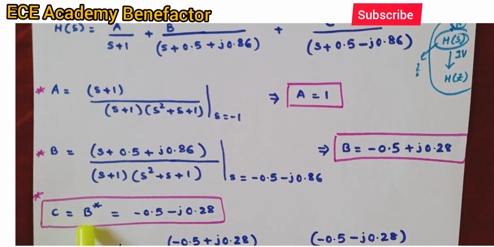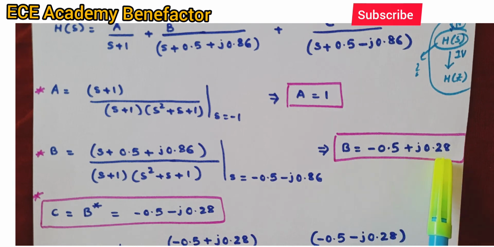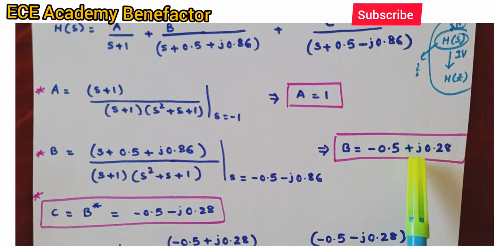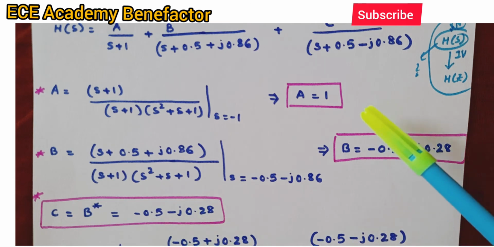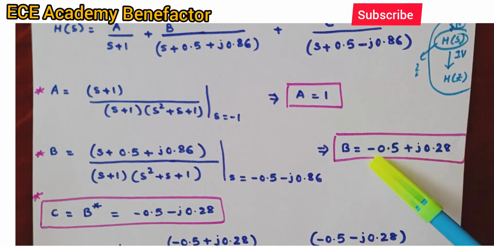What is C? C is the conjugate of B. So B is coming as minus 0.5 plus j 0.28. Conjugate means the imaginary part sign is to be changed. So C will be coming as minus 0.5 minus j 0.28. So here we got A as 1, and B and C.